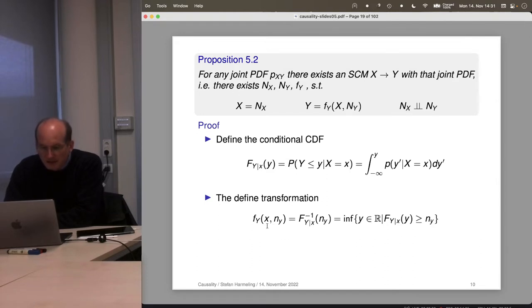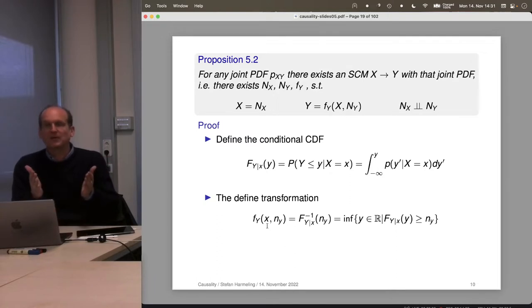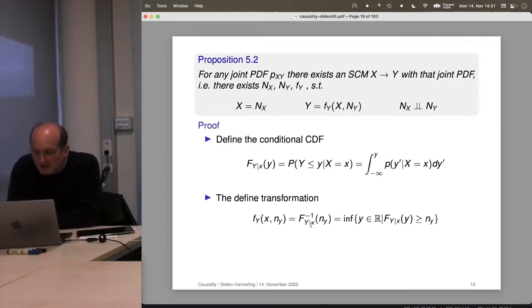However, what about the little x over here that is the second input to my transformation? Because for a structural causal model, I need to define a function that takes an x and the noise variable for the y. That appears down here. That's basically the subindex. It's a little x. Let's check back where it came from.